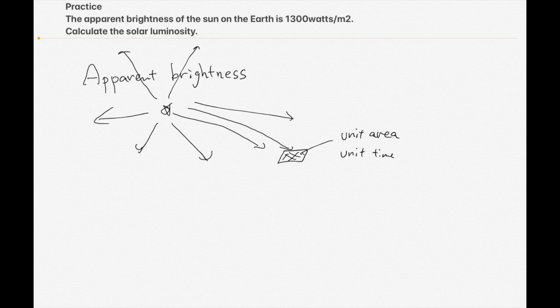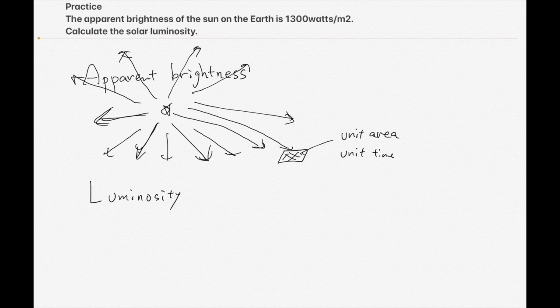Luminosity is the total energy of light emitted by a star. So the star emitted the light in many different directions, and we sum up all the emitted light, the energy of the light, and then we could find out how much energy is emitted from these stars.